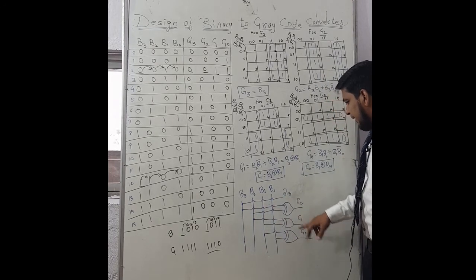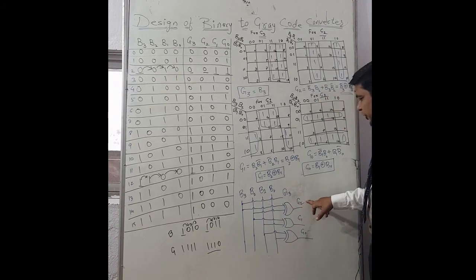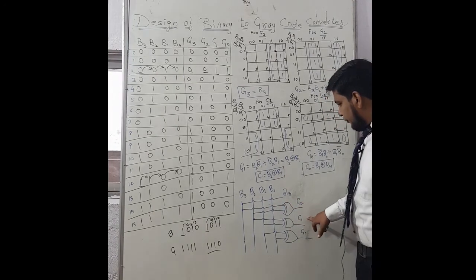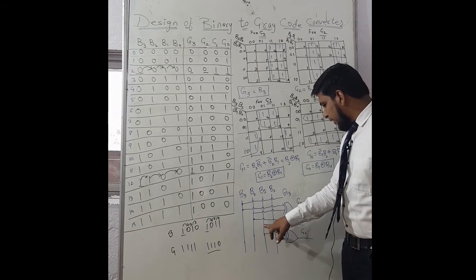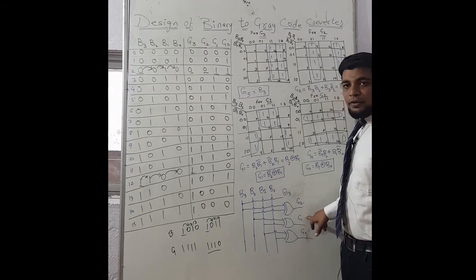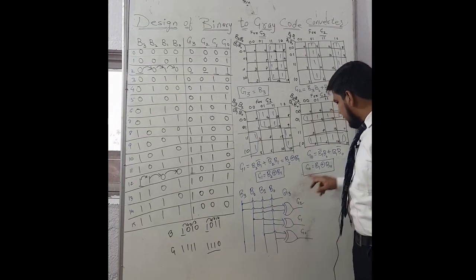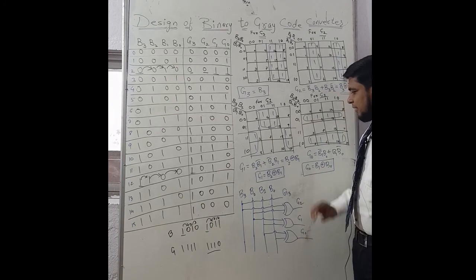This is the jumper, and next is B2. So B2 and B3 are XORed. We are getting the output of G2. Then for G1 it is B2 XOR B1. So B2 XOR B1 is the value of G1, and the last expression, G0, is B1 XOR B0. B1 XOR B0 is G0.